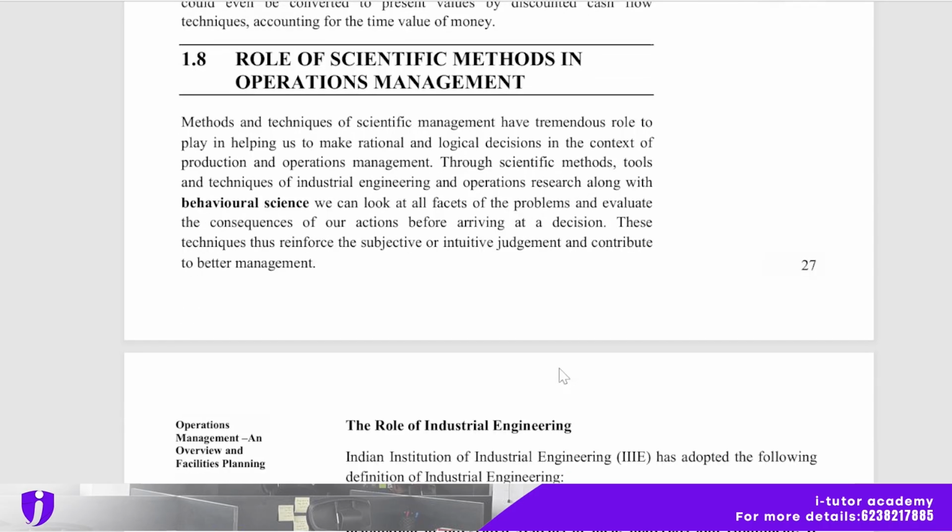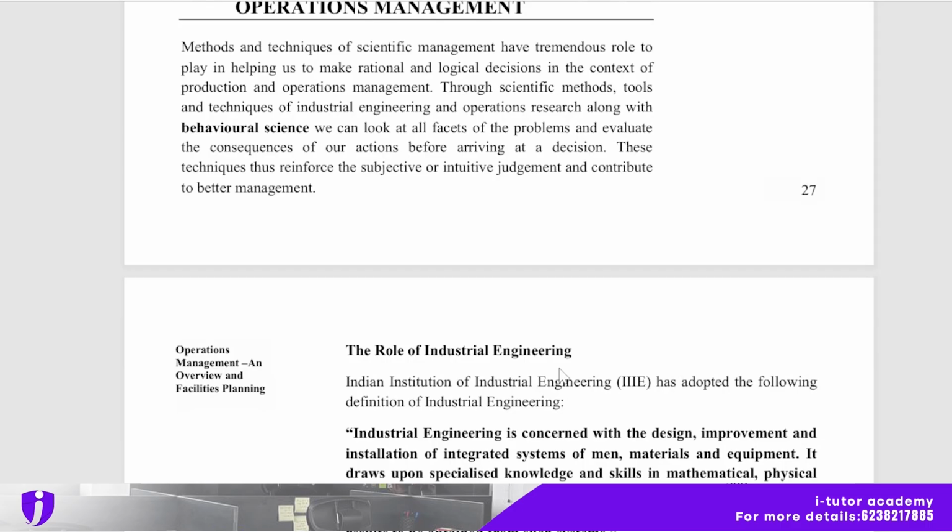So, the next topic is the role of the scientific method in operations management. Methods and techniques of scientific management have a tremendous role to play in helping us to make rational and logical decisions in the context of production and operations management.